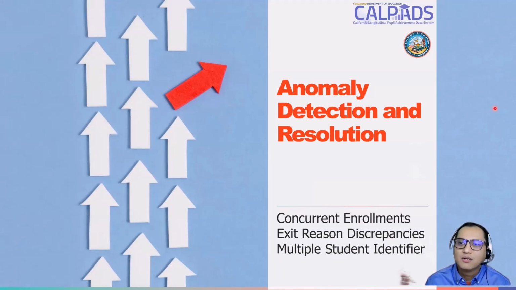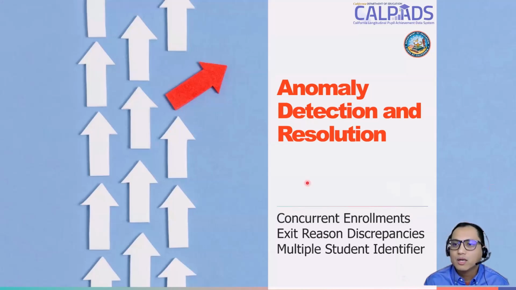All right? So today we are going to focus on understanding how CalPADS detects and manages anomalies that can impact your ability to certify as well as impact your ability to own a student's SSID in CalPADS, right? We'll explore three key types of anomalies. You have your concurrent enrollments, exit reason discrepancies, and your multiple student identifier or MID.